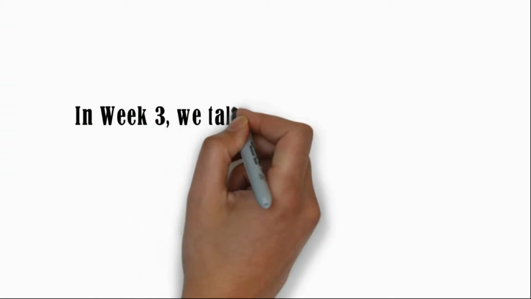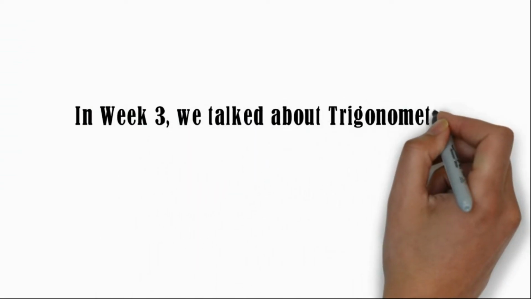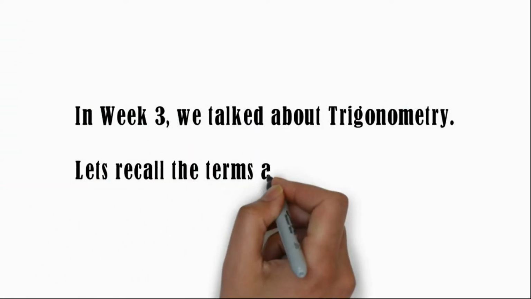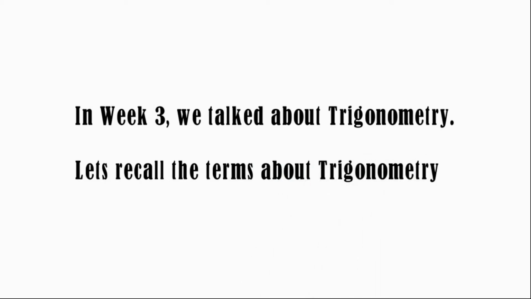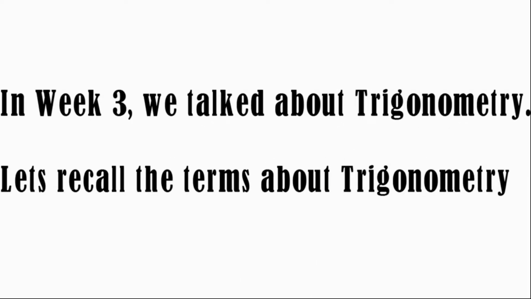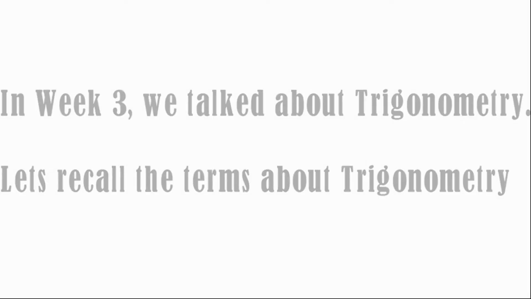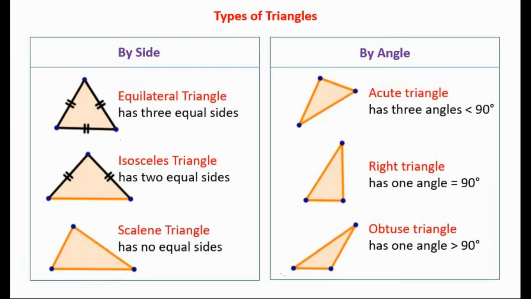In week 3, we talk about trigonometry. Let's recall the terms about trigonometry. First, let's see the types of triangles. There are two types, by side and by angle.